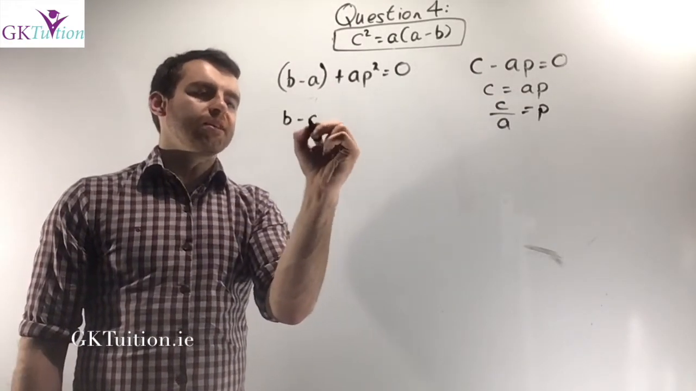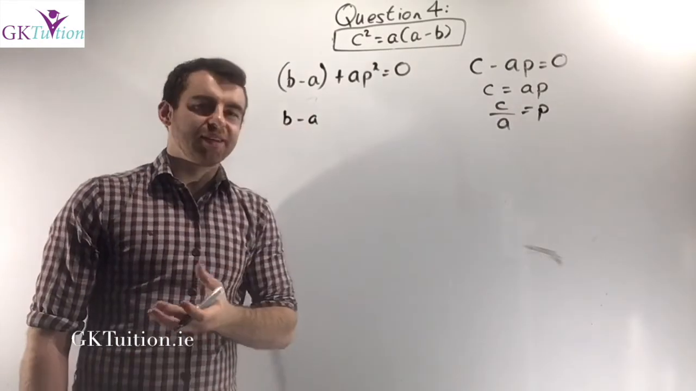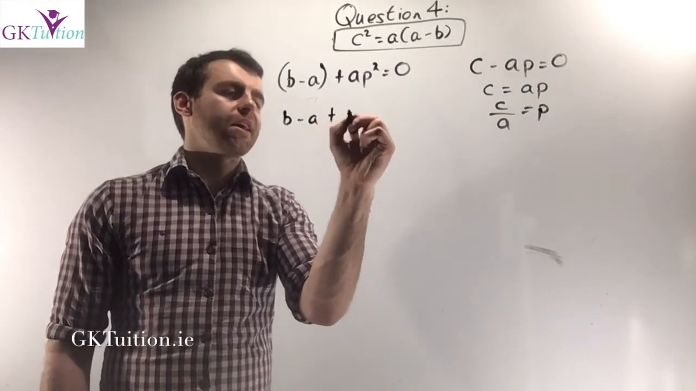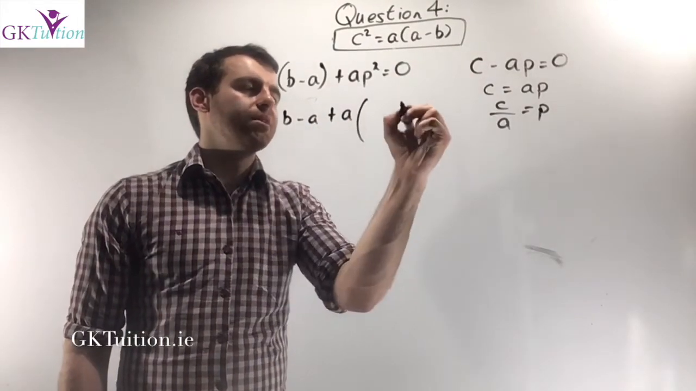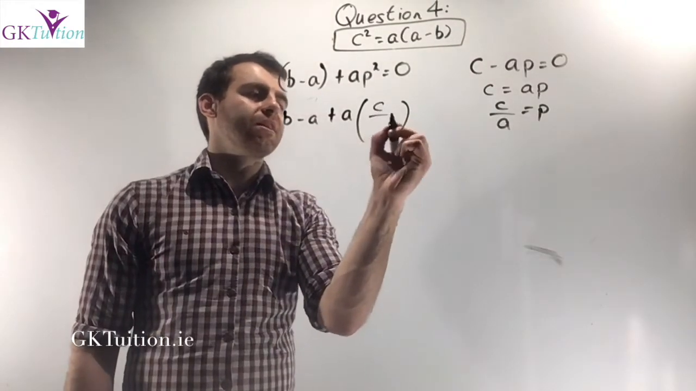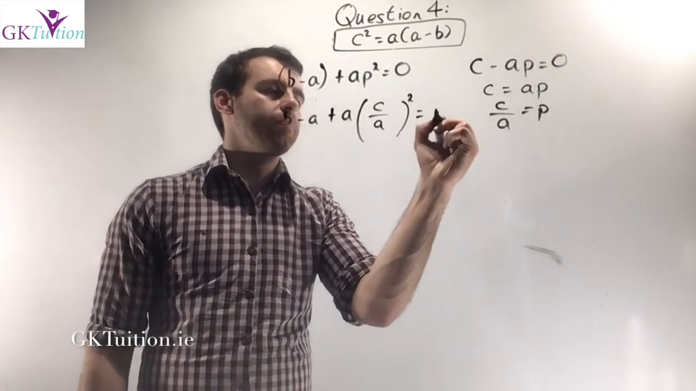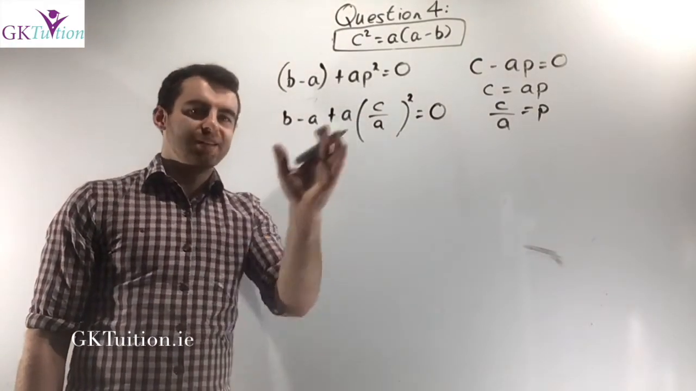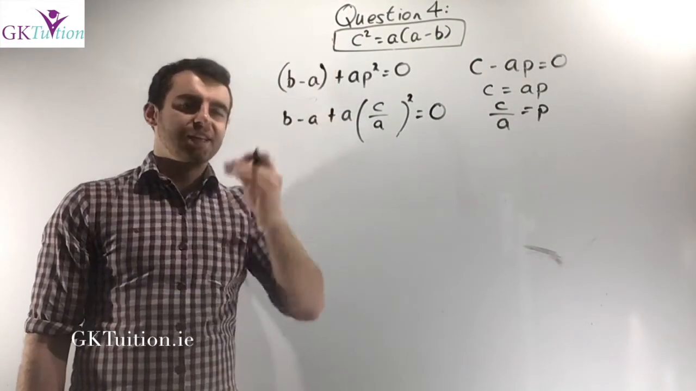I have B minus A, and I don't really need those brackets. They were only there as part of the long division. And now I have plus A, but instead of A times P squared, it's going to be A times this. I know that P is actually C over A, to be squared. So now I'm in a good place. I have an equation with A, B, and C in it, which is ultimately what I'm trying to get to.